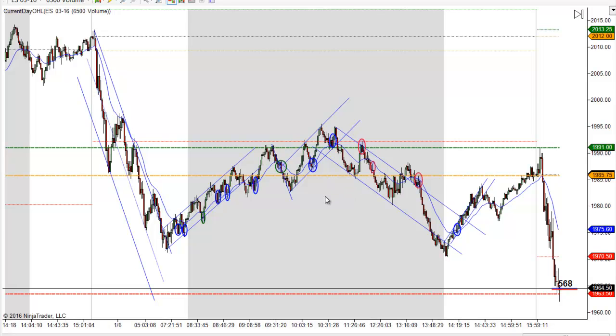I like it. It keeps me from having to try to figure out where the opening bar was or where the 2 p.m. is. I can just glance and you can see it.